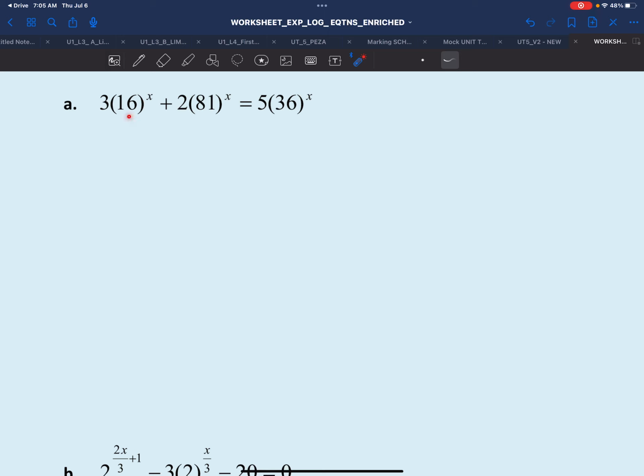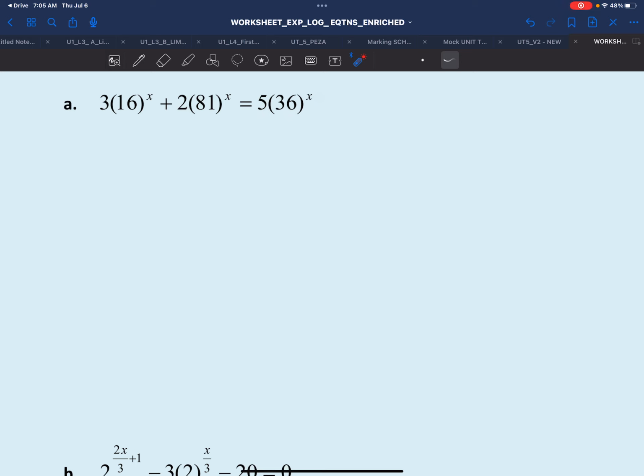So 16 to the power of x. What that means is that only the number 16, or base 16, is raised to the power of x. Similarly, 81 to the power of x, so the power of x is applied to the base 81. The number 2 is simply a coefficient of the term, and it equals 5 times 36 to the power of x.